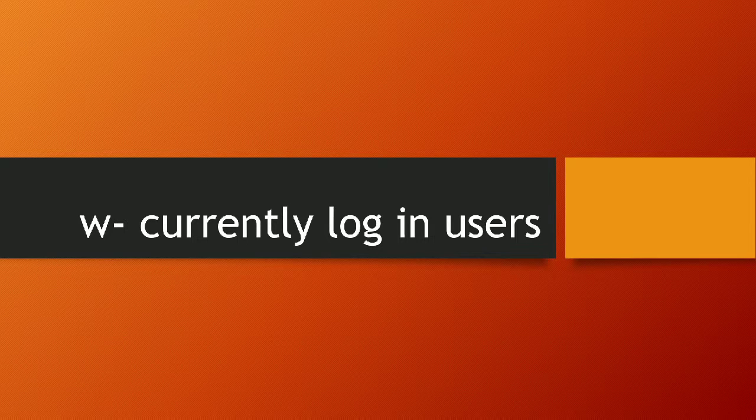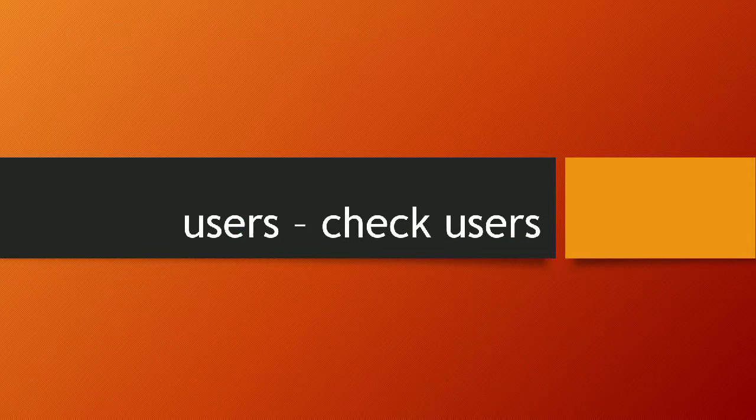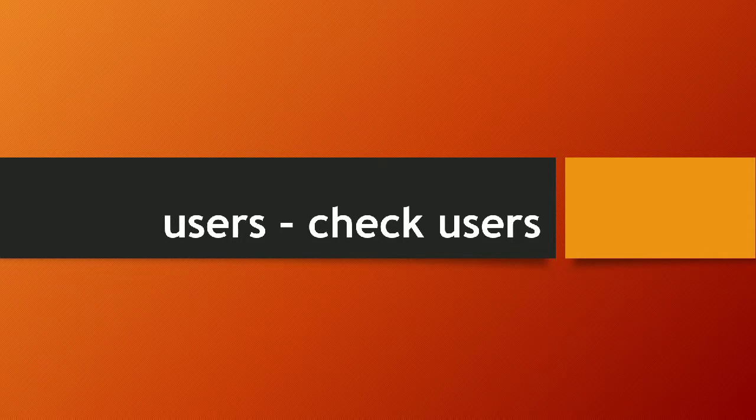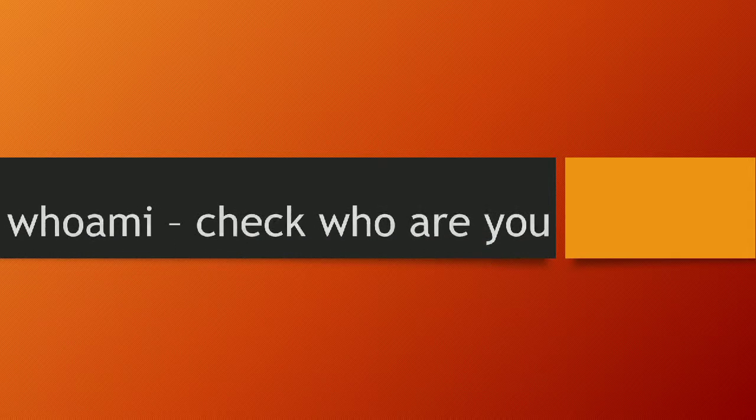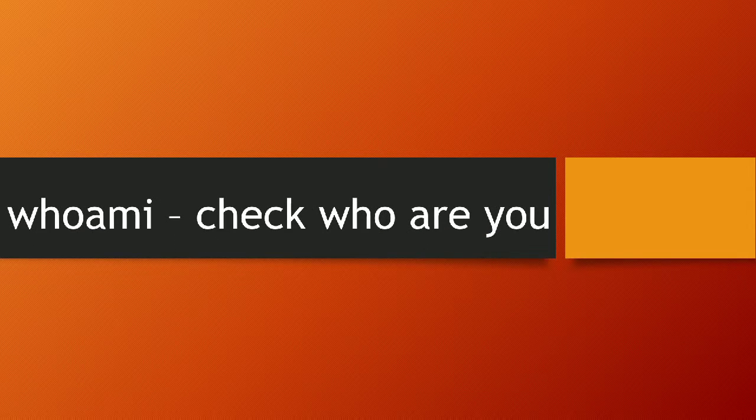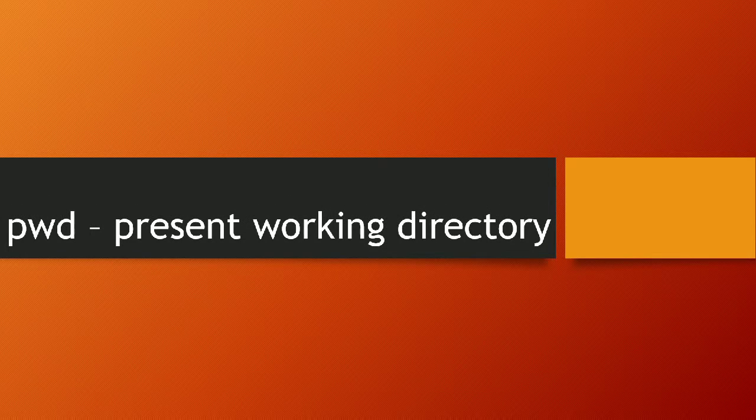The next command is w, which is used to check which users are currently working in the operating system. The next command is users, which is used to check how many users are available in the operating system. The next command is whoami, which is used to check which user is currently working.